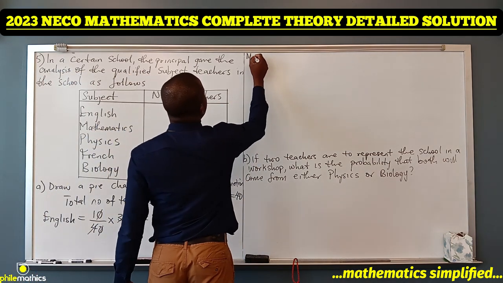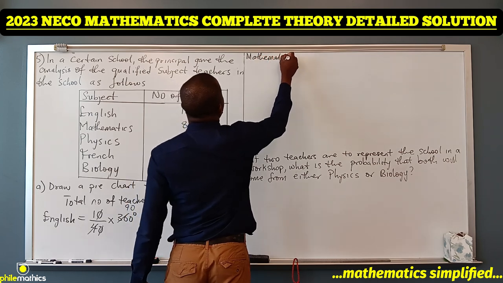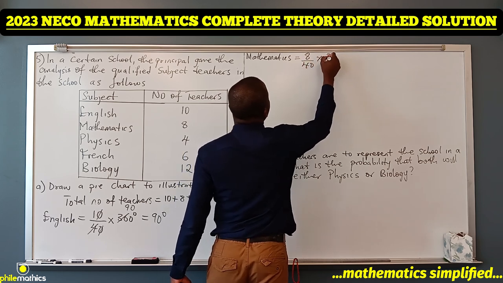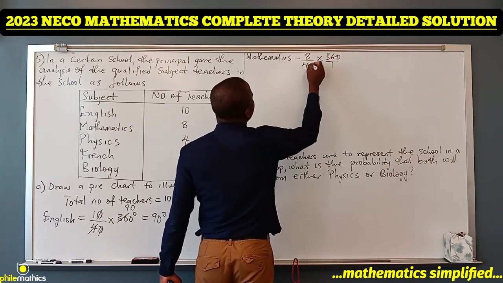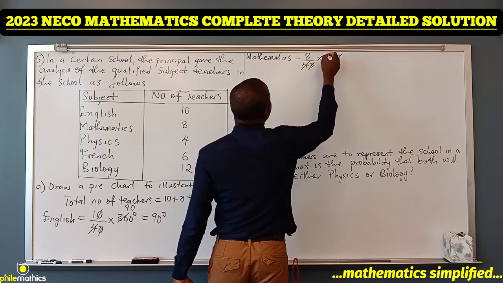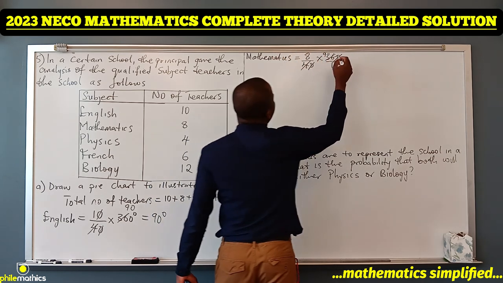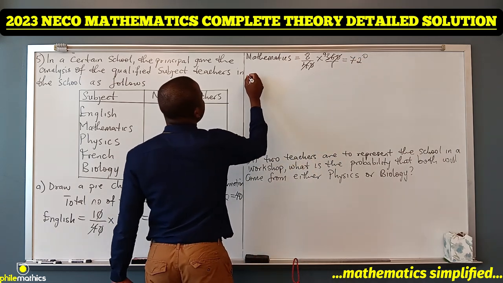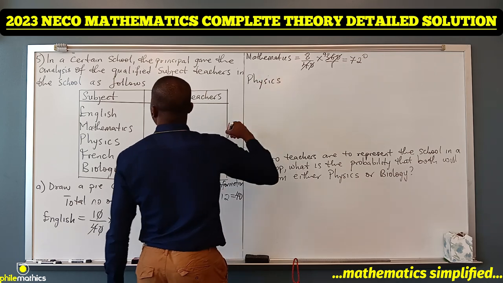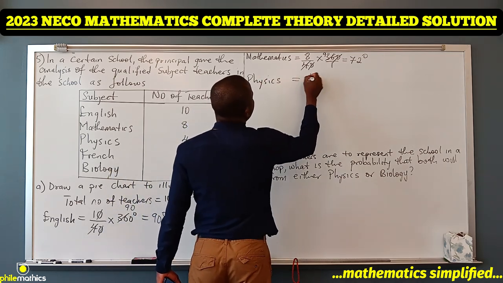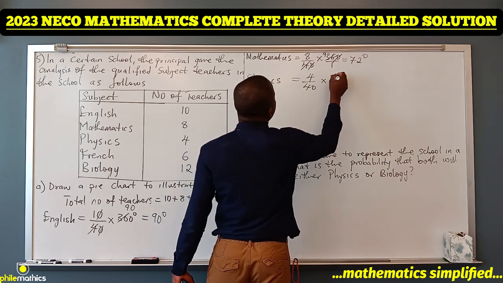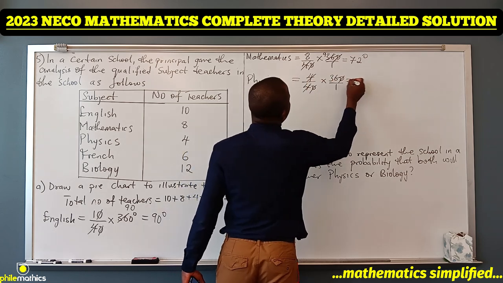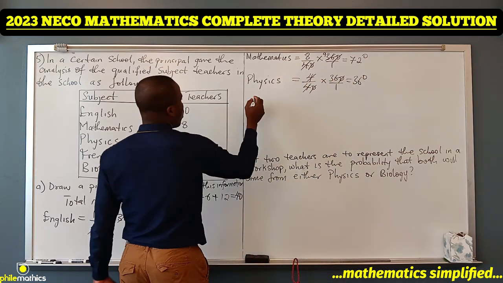So English represents 90 degrees. For mathematics, it will be 8 over 40 times 360 over 1. 0 can cancel 0. 4 can go into 36, 9. And 8 times 9 is 72 degrees. Physics, we represent 4 over 40 times 360 over 1. 0 can cancel 0, 4 can cancel 4. So this is 36 degrees.